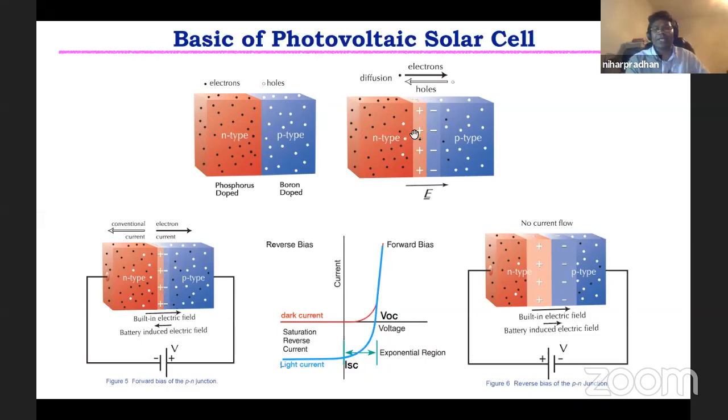They combine together. So when you put them together, since N-type material has electron majority and P-type has hole majority, some of the holes from the P-type material will diffuse to the N-type region. And some of the electrons from the N-type material will diffuse to the P-type material.